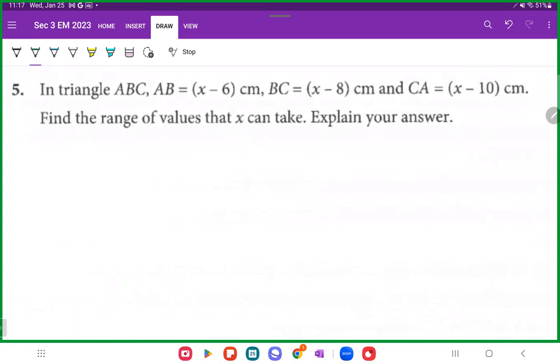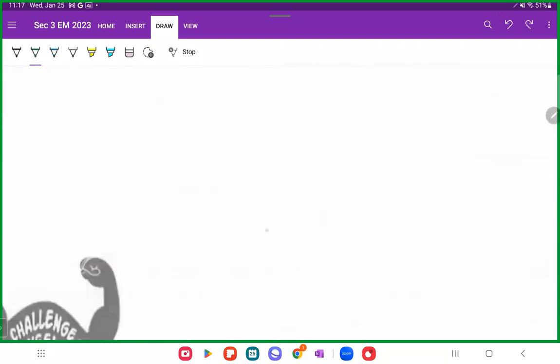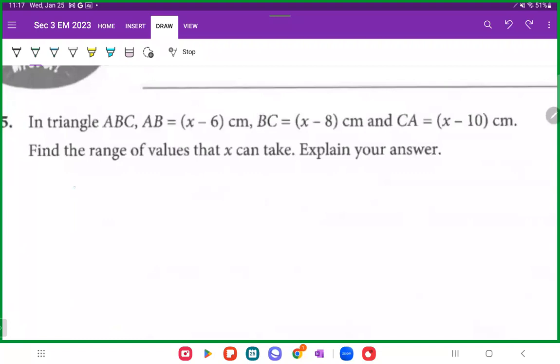Okay, so what you need to know is that, right? Okay, first thing first, right? You need to know out of these 3, which is the shortest one. Which is the shortest one? CA. So if I have CA here, this is X minus 10 cm.